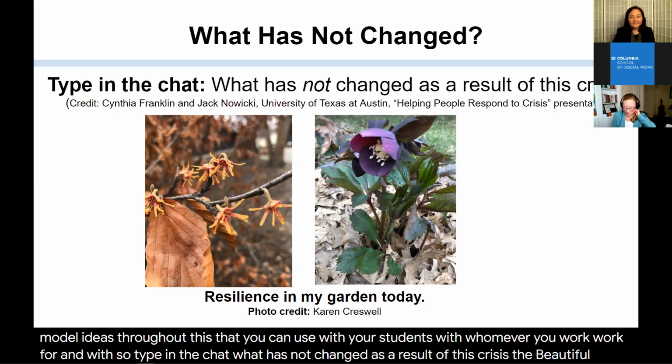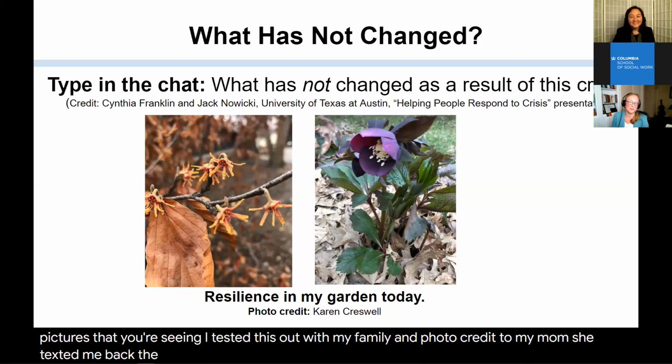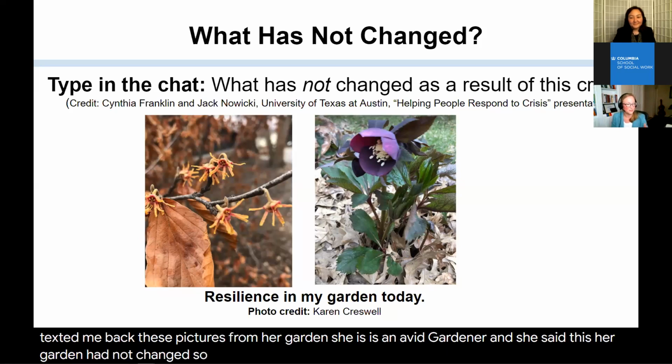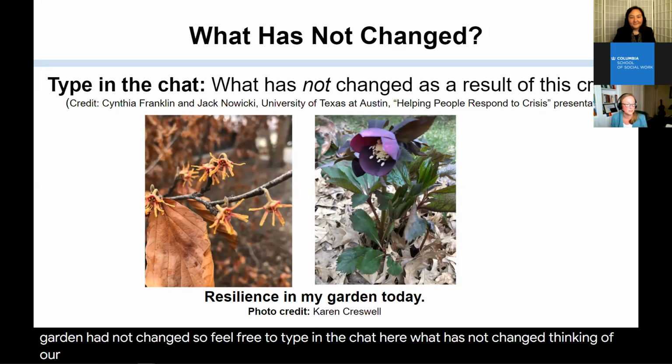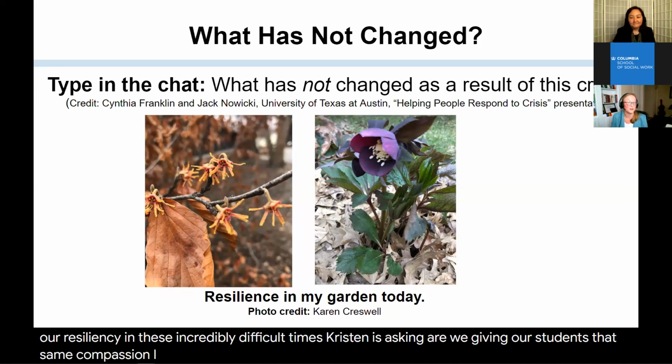The beautiful pictures that you're seeing, I tested this out with my family, and photo credit to my mom. She texted me back these pictures from her garden. She is an avid gardener, and she said her garden had not changed. So feel free, type in the chat here. What has not changed, thinking of our resiliency in these incredibly difficult times. Kristen is asking, are we giving our students that same compassion? I'm hearing they're being overwhelmed.